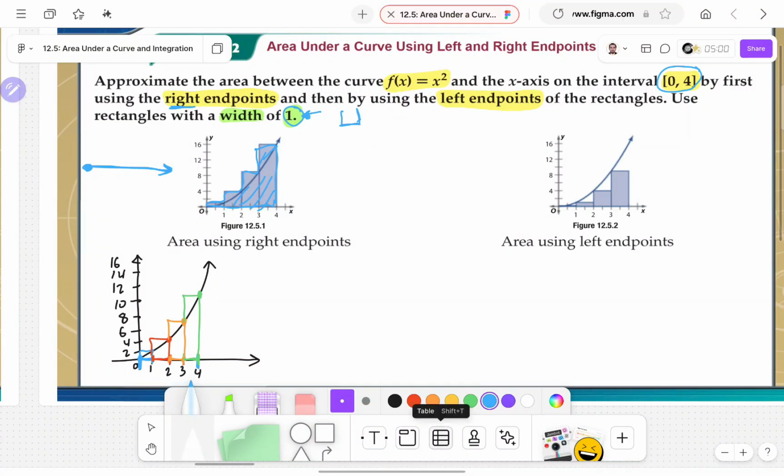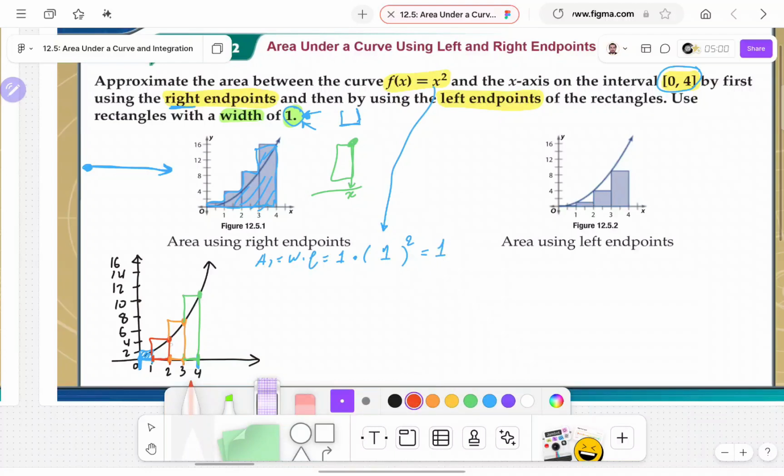Now we need to find the area of every rectangle. Let's start with the blue one here, which is the small one. The area 1 is equal to width times length. The width is already given in the question, which is equal to 1, times the length. As I always told you, use the function. So you need to substitute in the function. What is the number? If I have a rectangle from the right endpoint, look at this point on the x-axis. What is the x-value at the right endpoint? It's equal to 1. So let's write 1 here. So 1 times 1 squared, which is equal to 1.